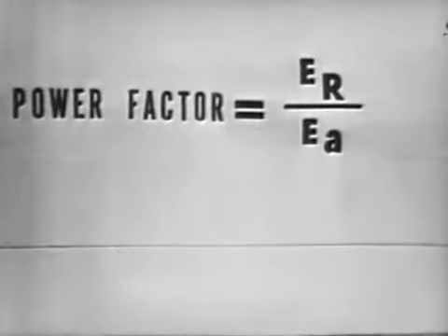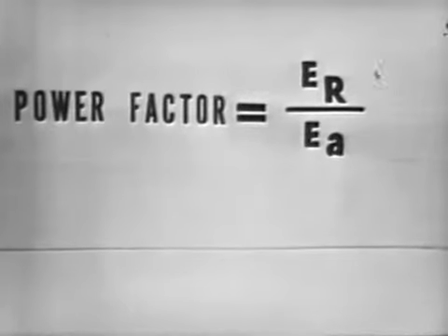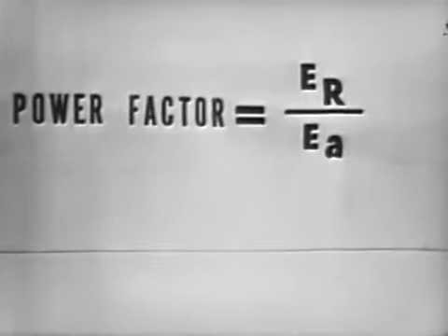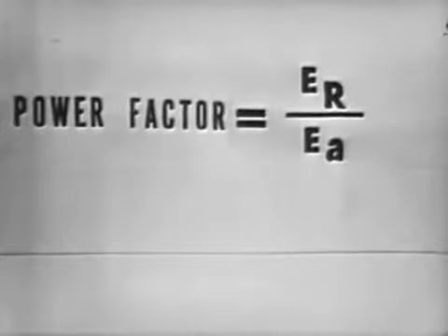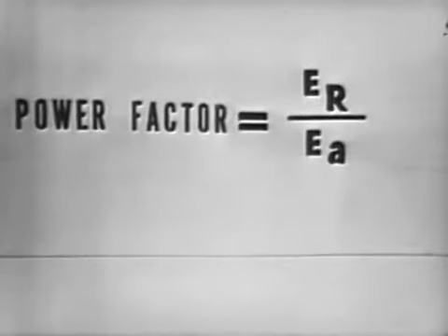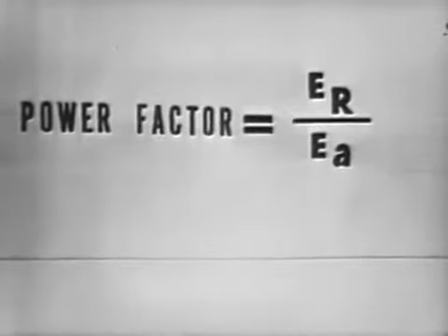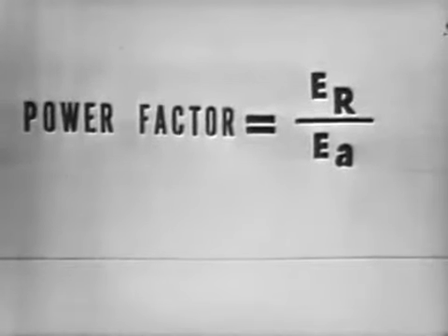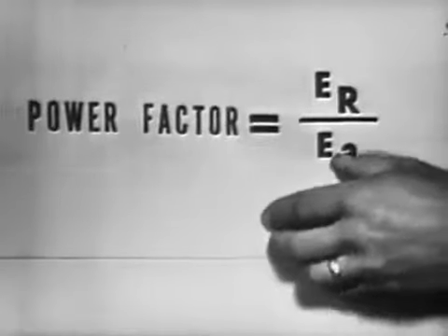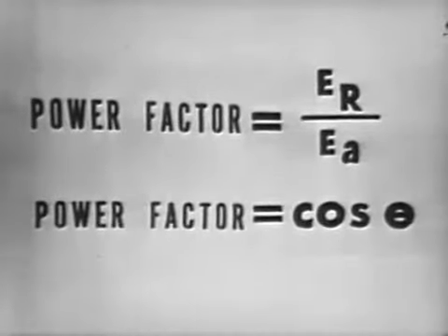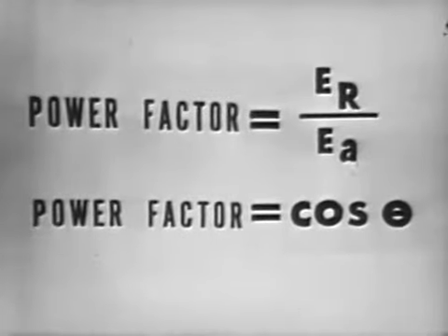Not only can we find total impedance and total voltage and phase angle with trigonometry, we can also find the power factor. You recall that the power factor is equal, for one, the ratio of ER to the voltage applied. And just a moment ago, you'll remember, we used this same ratio for our phase angle to find the cosine of theta, or our phase angle. So naturally, the power factor must also be equal to the cosine of theta, or the phase angle.